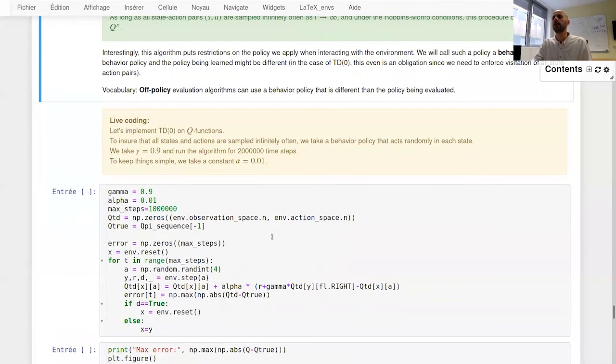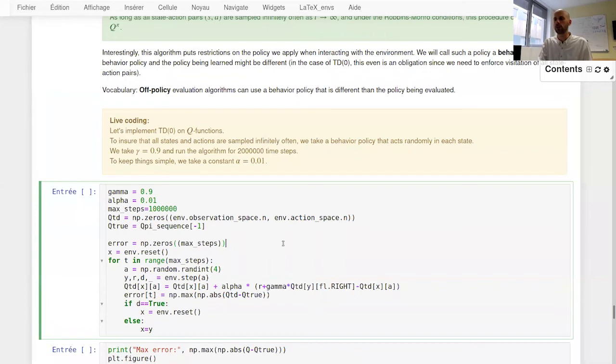So let's try to implement TD0 on Q functions. I know this cell takes a while to run, so I'll just start now and explain what it is. To ensure that all states and actions are sampled infinitely often, we take a behavior policy that acts randomly in each state.